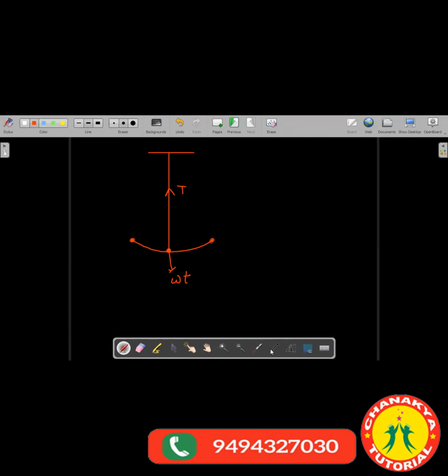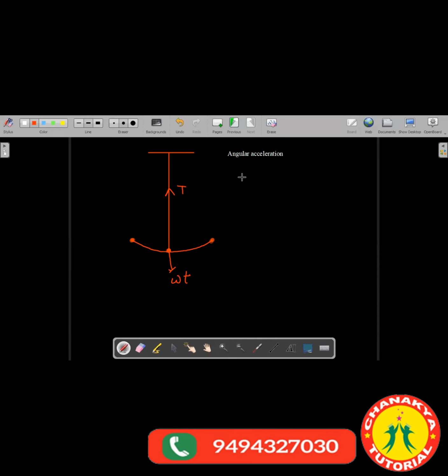Now let's talk of angular acceleration. Up to now, we have talked of uniform circular motion. Angular acceleration means how fast an object is rotating about the center, how fast the acceleration is achieved in angular velocity. That means how fast the angular velocity is changing.